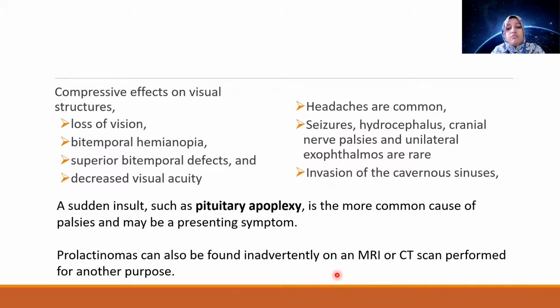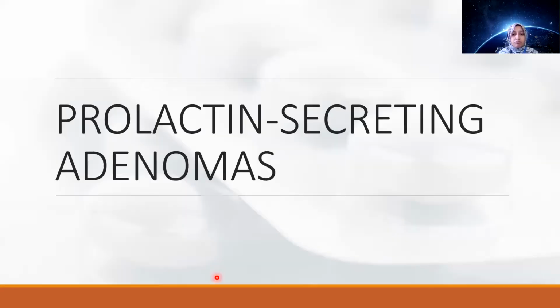Prolactinomas can also be found inadvertently on an MRI or CT scan performed for another purpose, and in that case, you often think about whether it is a pituitary incidentaloma or a prolactinoma. Then you go on checking for the anterior pituitary functions.